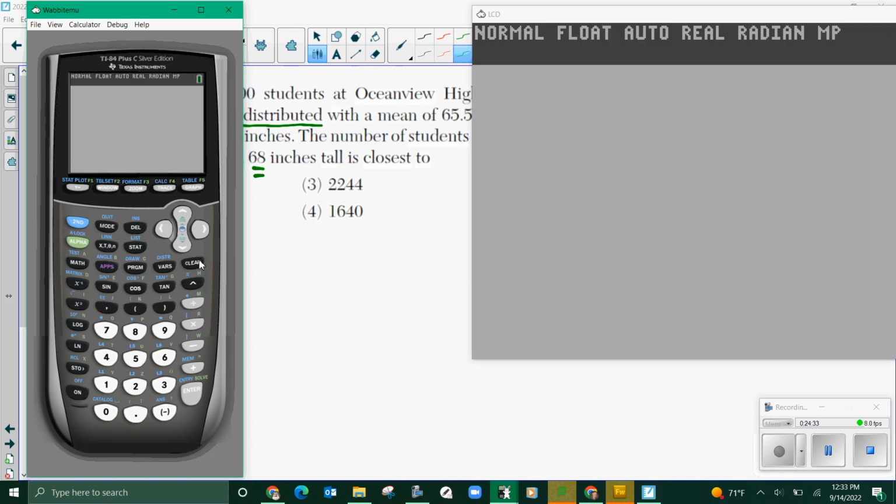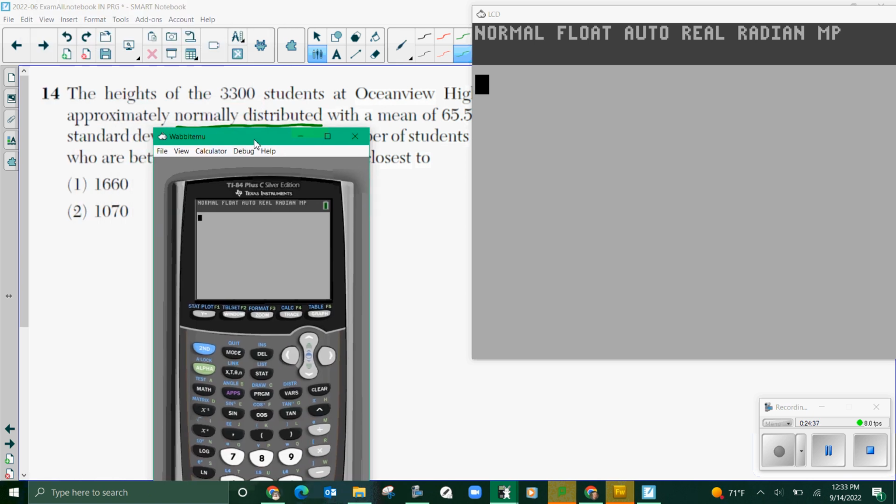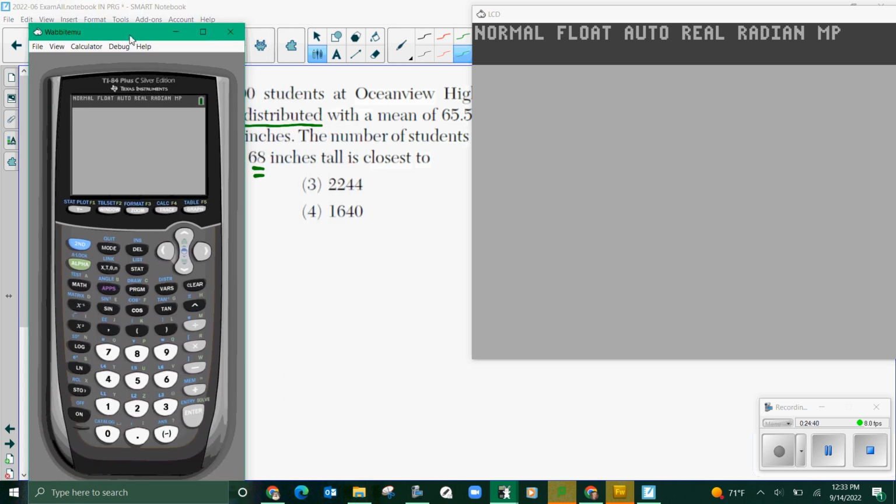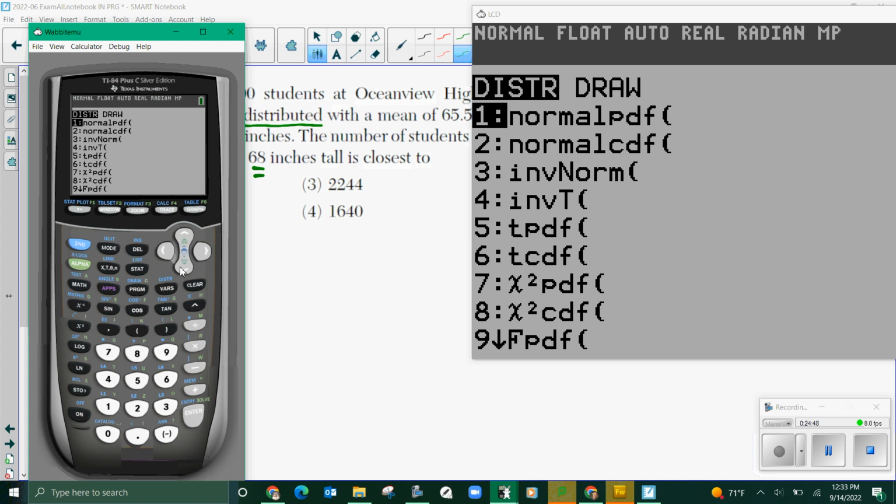Let's clear this out. I said it was normally distributed here in green, right? So above the vars button in blue is distribution. So I hit second vars, all right? And I'm going to use normal CDF. Just trust me, that's the one you use every time you have an interval, okay? And I'm going to hit enter.